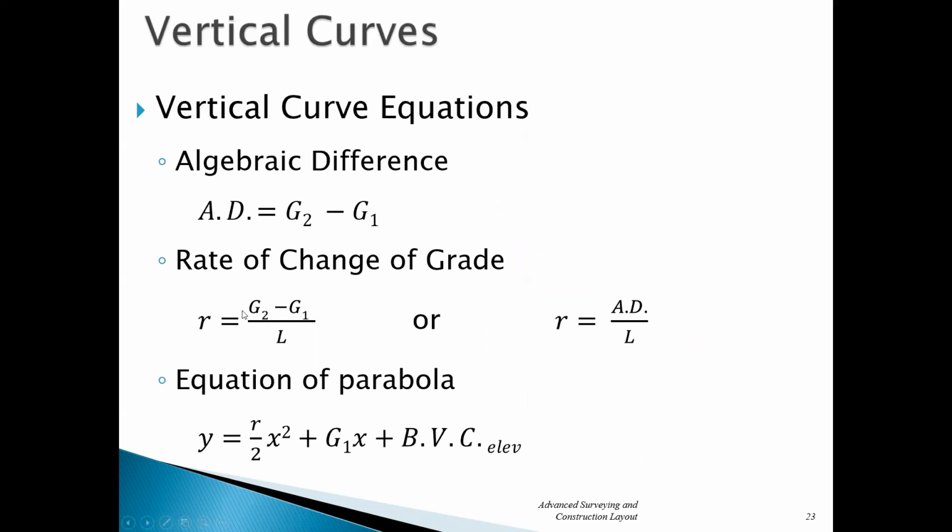The rate of change of grade is your algebraic difference divided by L, or grade 2 minus grade 1 divided by L. So this is telling you how much that parabola is changing in terms of the foot distance that it's traveling. This is similar to your degree of curve, more or less. You can kind of think of it that way. It works the same way for you. Your equation of parabola then is going to be r over 2 times x squared plus g1 x plus BVC elevation. So once you write this equation out, you can solve any value along a parabola that you need. Okay, so that's pretty simple and straightforward from that standpoint.